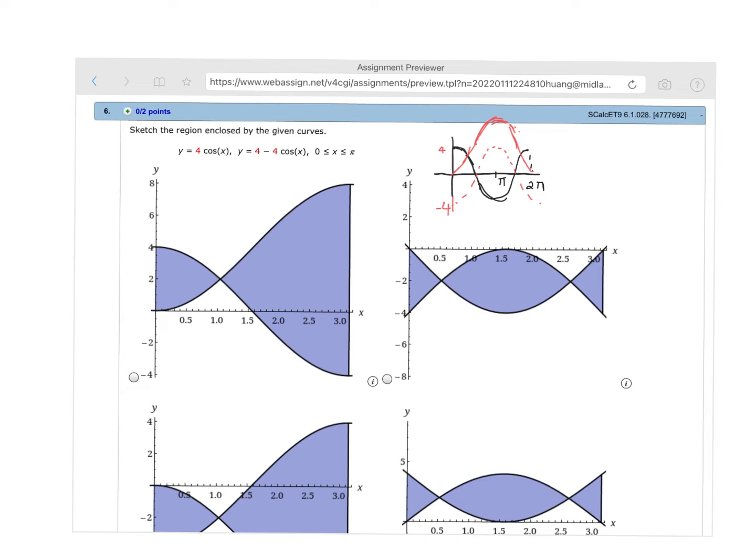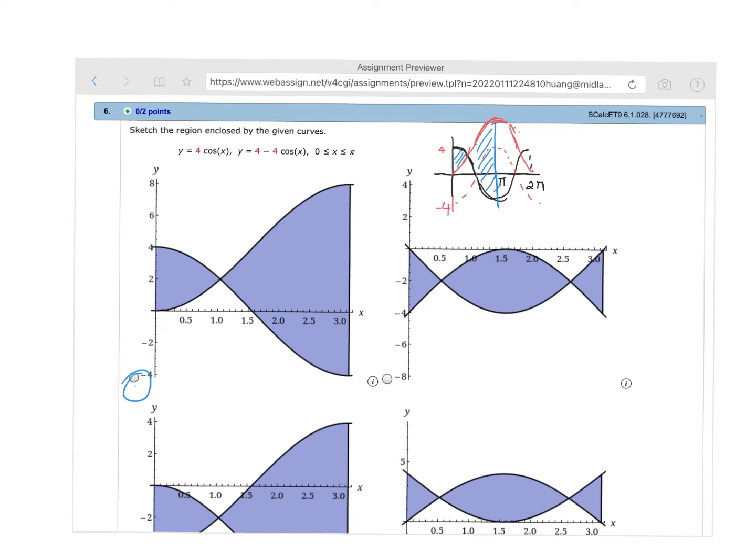Something like this. And because we look at from 0 to pi, that's basically bounded by these two curves. That's the region. So it looks like this is what we are looking for. I'm going to check this one. Oops, it won't allow me to check. But anyway, this seems to be my answer here.